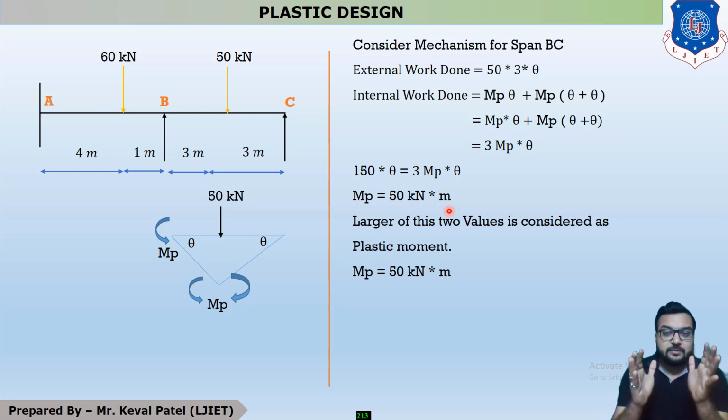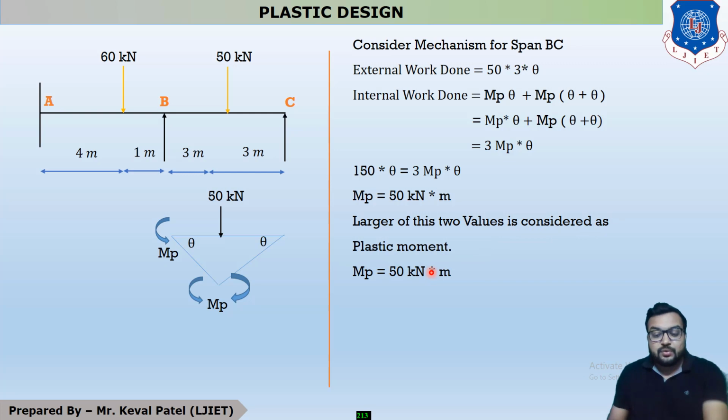Now the major difference between example number 1 and example number 2 is that whenever the question clearly says to find out W or the collapse load, you have to consider the smaller value of equation number 1 and equation number 2. But whenever you are asked to find the plastic moment, you have to consider the maximum moment. The larger of these two values is considered as the plastic moment. Your first answer is 24 kilonewton meter, and your second answer is 50 kilonewton meter. So your maximum answer is 50 kilonewton meter, and that is the value of your plastic moment, and you have to design your whole beam for 50 kilonewton meter.